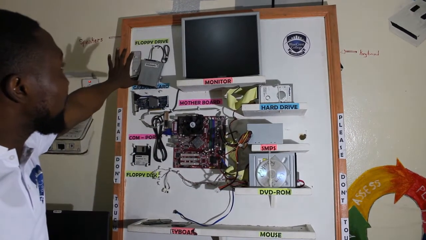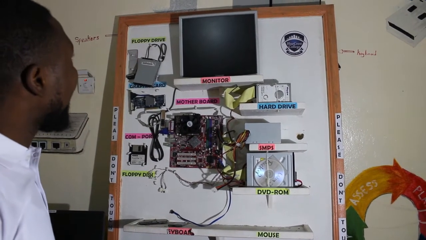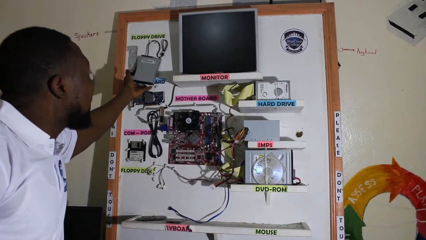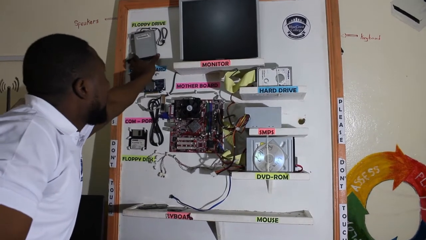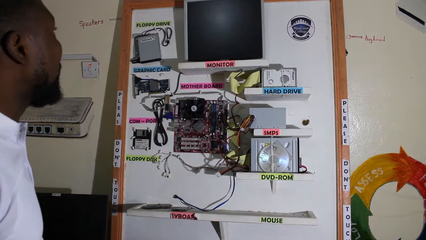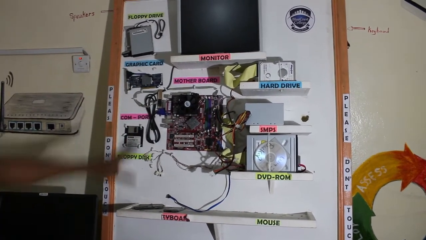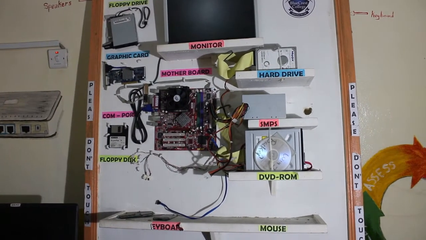On the left hand side of the board, at the top, we have what we refer to as a floppy drive. You can hardly find this on computers these days, because it was designed for old computer motherboards. Basically, it's an input device and it can be a storage part as well. And we have the graphic card, which supports our display. It is an expansion slot on the computer motherboard itself.